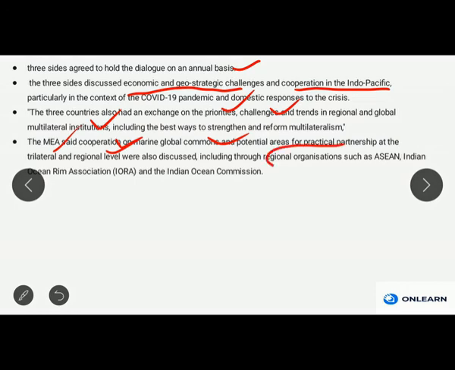And the regional organizations including ASEAN, IORA, that is Indian Ocean Rim Association, and Indian Ocean Commission were also brought to the forefront. So that's all about this particular news article. So the news discussion is over.